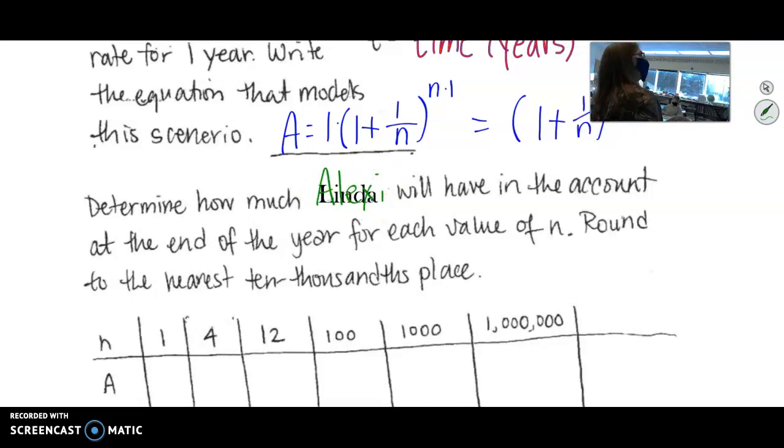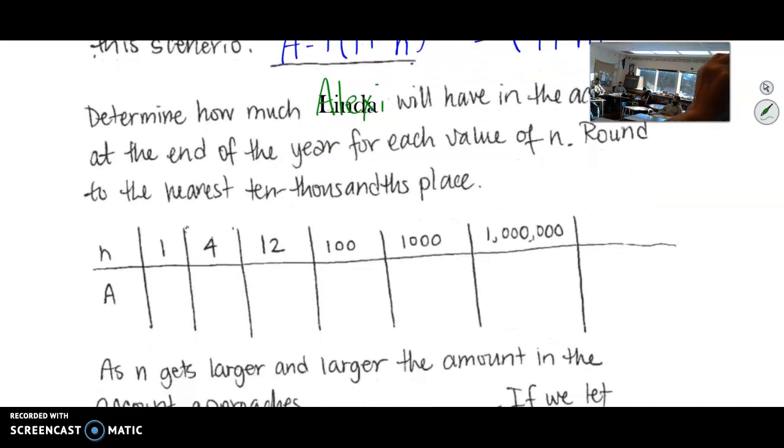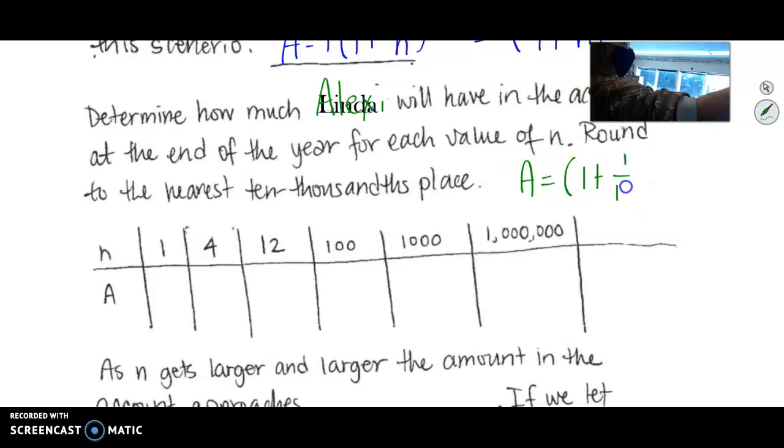Okay. Determine how much Alexi will have in the account at the end of the year for each value of n. So we have the amount in the account was (1 + 1/n)^n. So grab a calculator. When it's 1 time per year, she's going to have $2 because 100% of 1 is 1, which is what would be added.